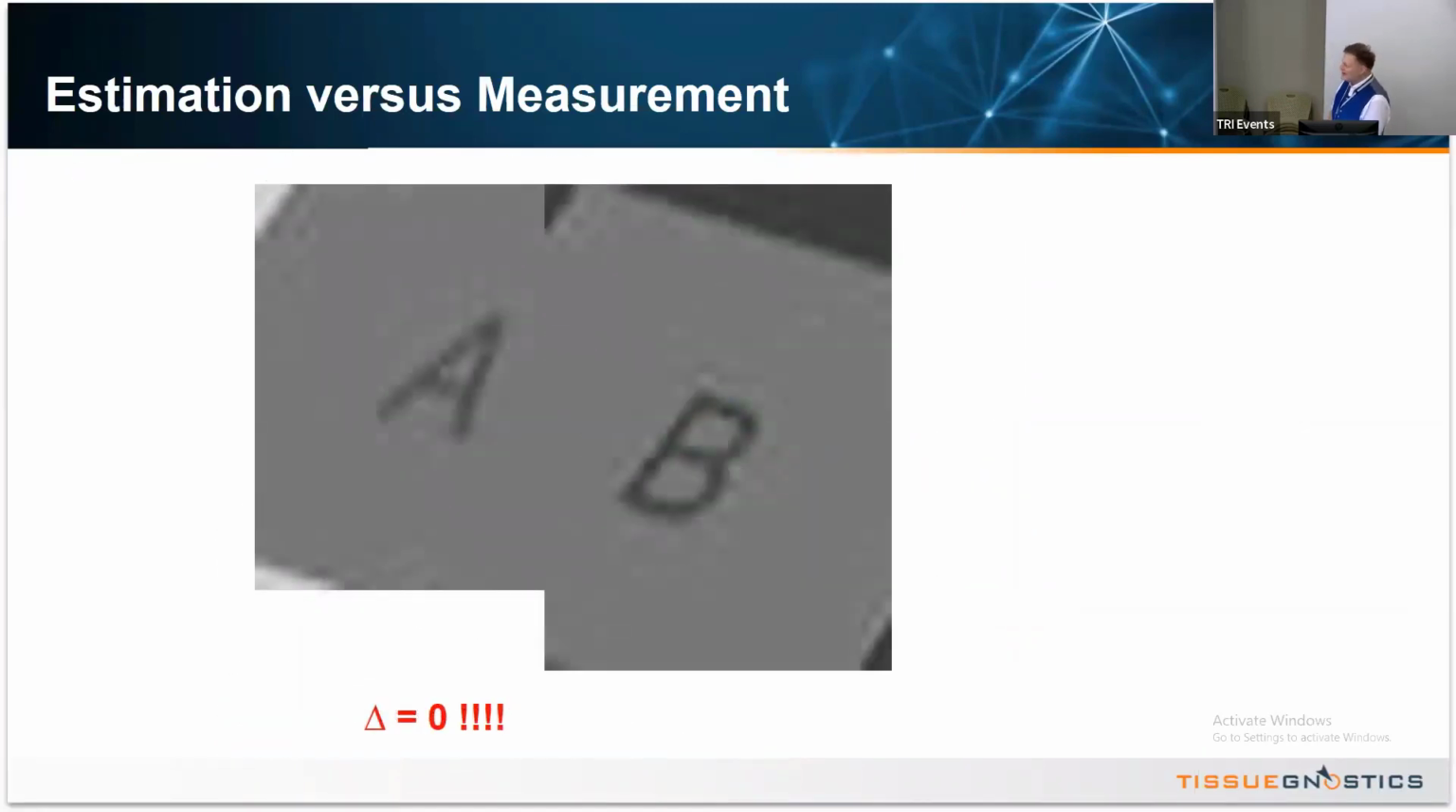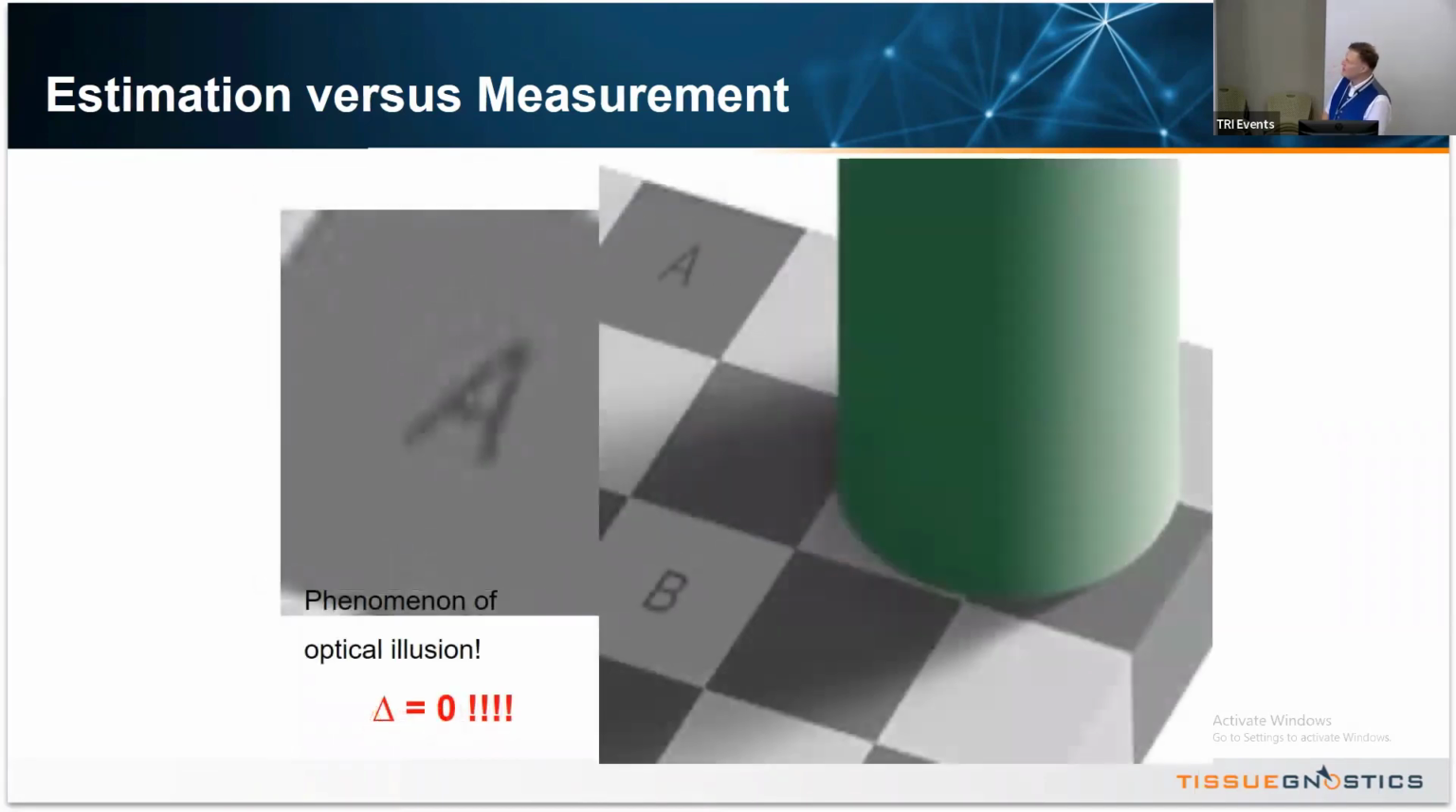Because there is no difference between these two areas. This is not a trick, it's a phenomenon that is called optical illusion. When we compare A with B in this direction, we see a difference. This is apparently darker than this one. And I guarantee you, I can also see the difference, although I know it's not there. If we compare A with B in this direction, we see there is no difference.